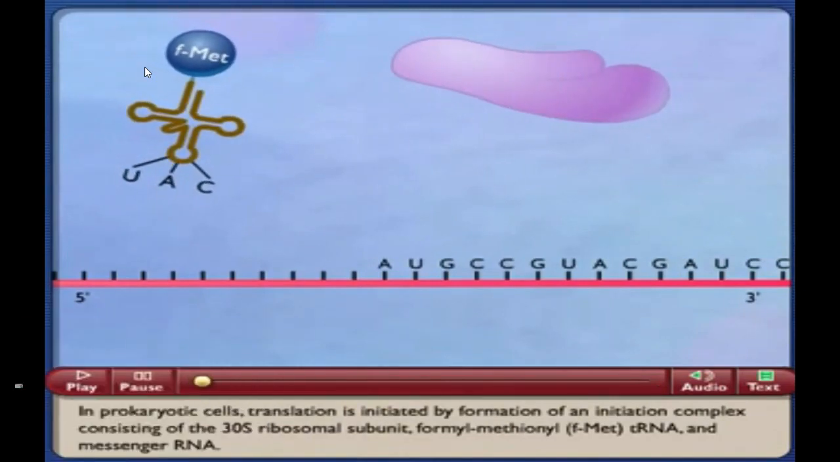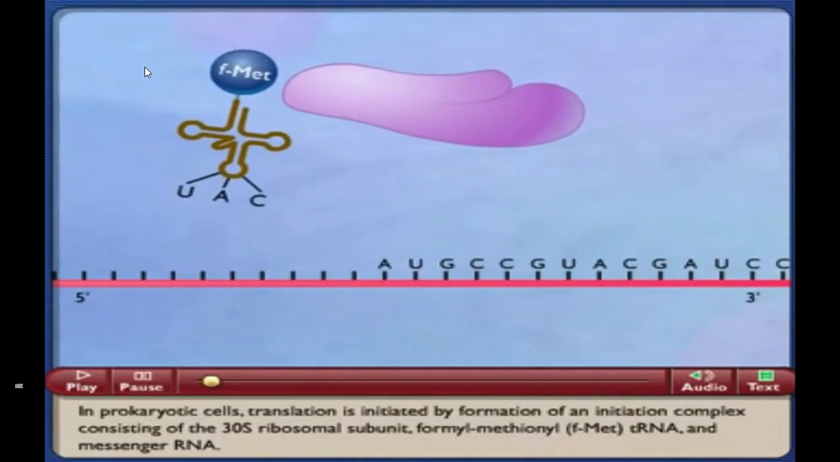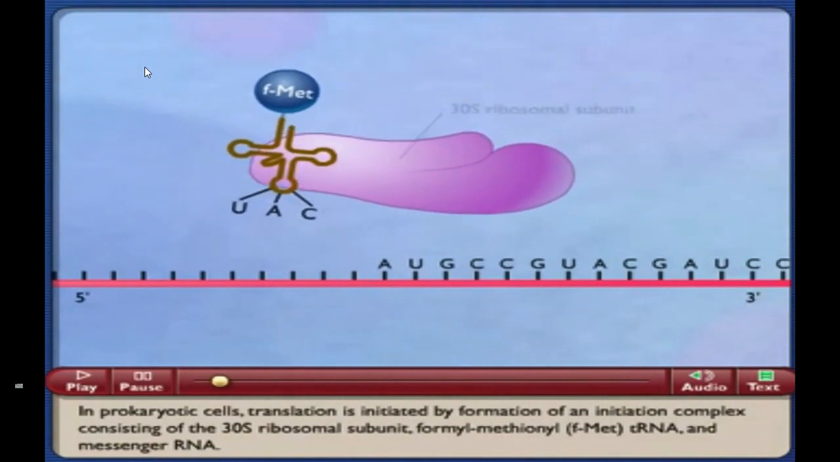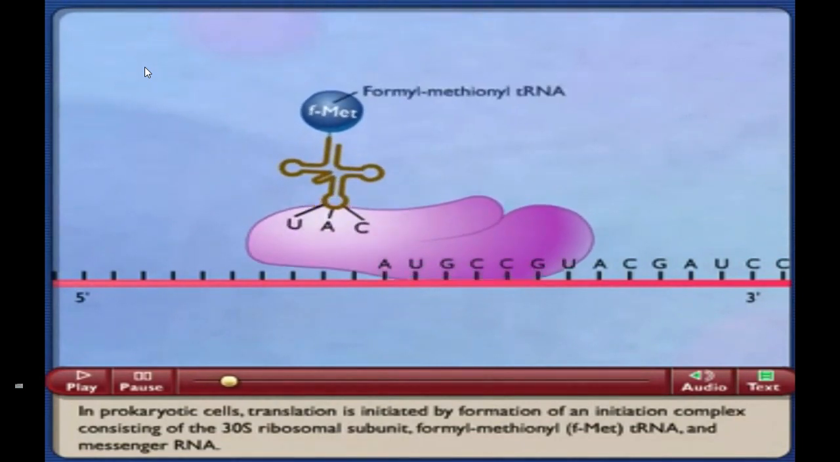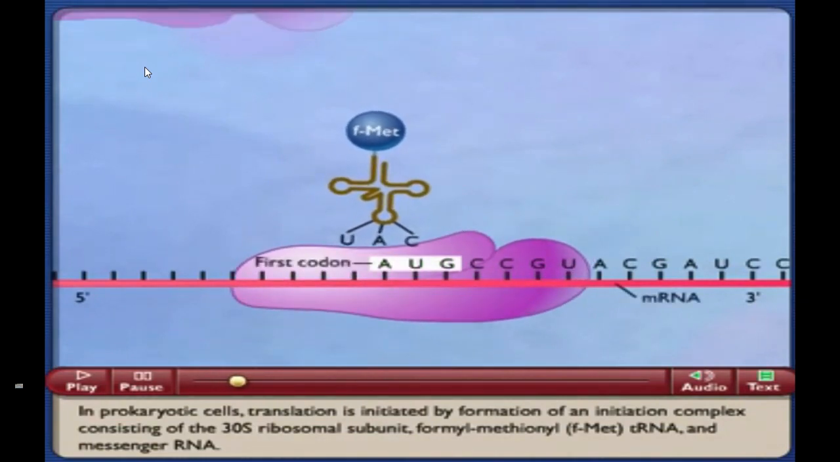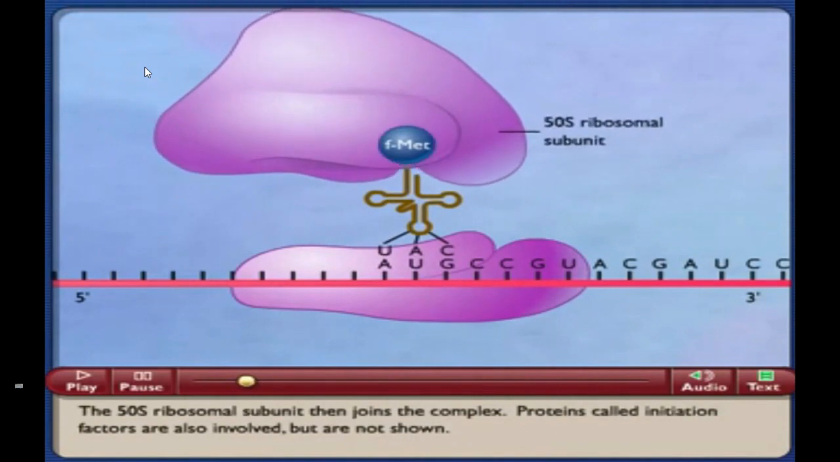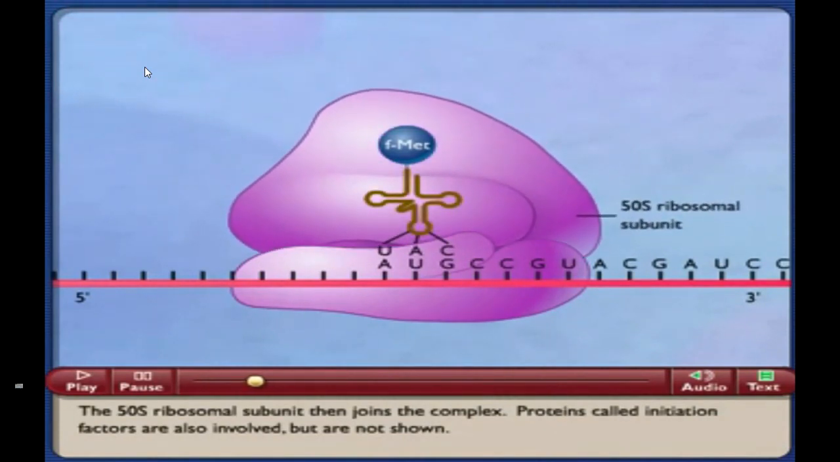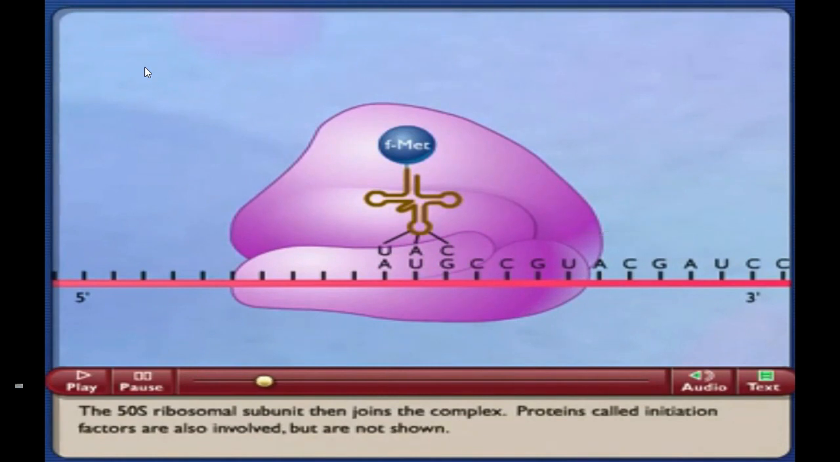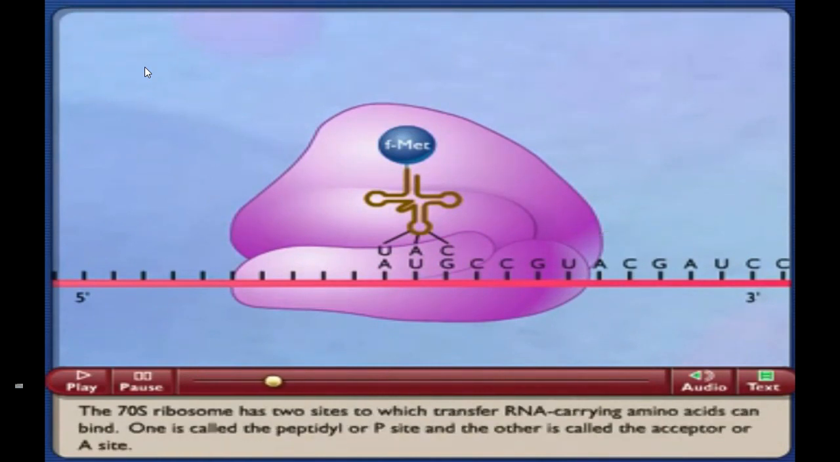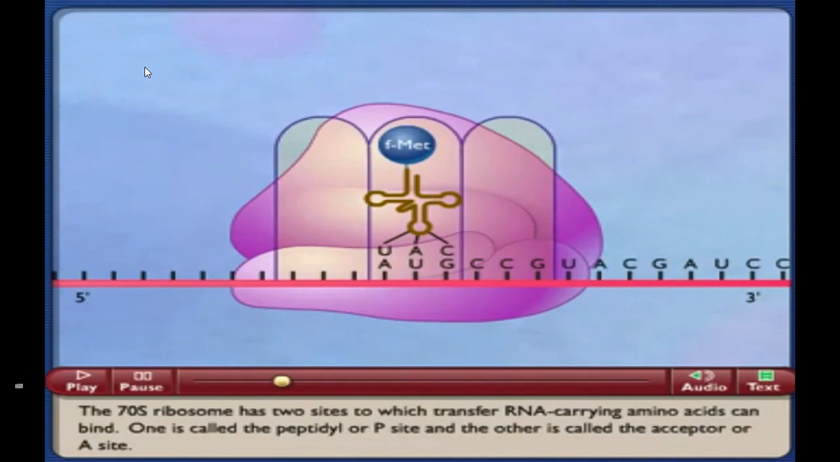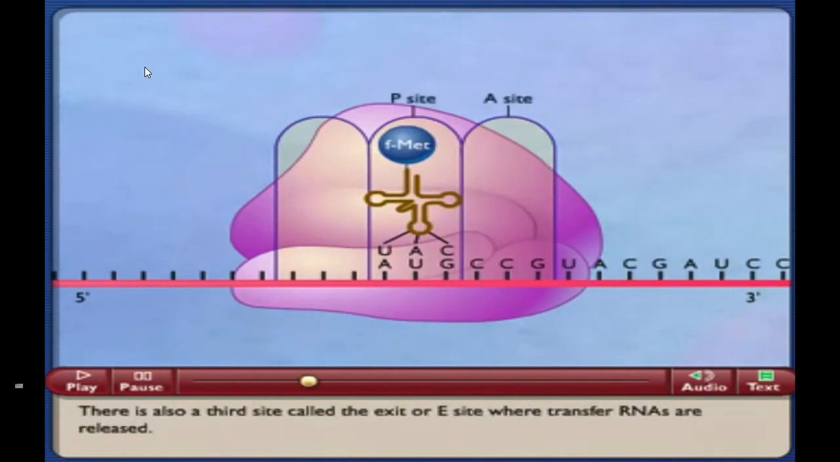In prokaryotic cells, translation is initiated by formation of an initiation complex consisting of the 30S ribosomal subunit, formal methionine tRNA, and messenger RNA. The 50S ribosomal subunit then joins the complex. Proteins called initiation factors are also involved, but are not shown. The 70S ribosome has two sites to which transfer RNA carrying amino acids can bind. One is called the peptidyl or P site, and the other is called the acceptor or A site. There is also a third site called the exit or E site, where transfer RNAs are released.